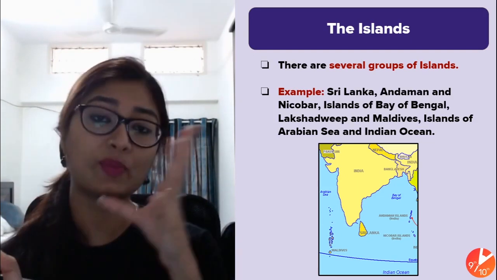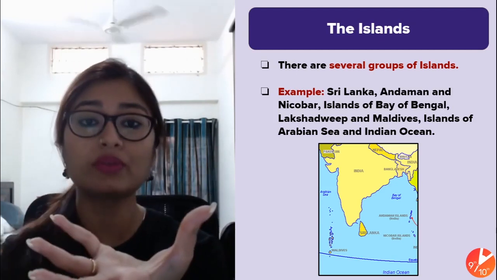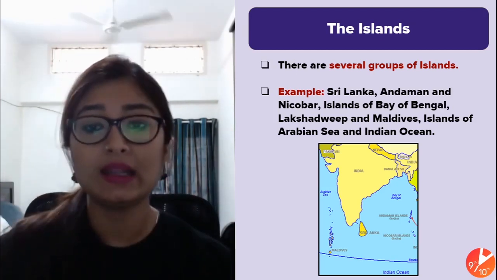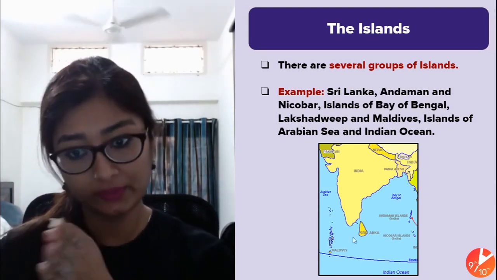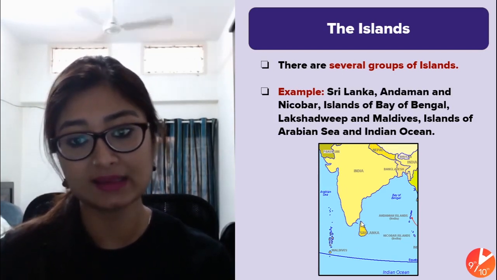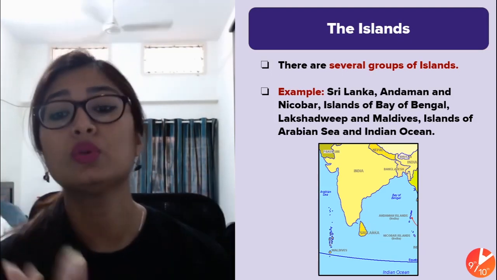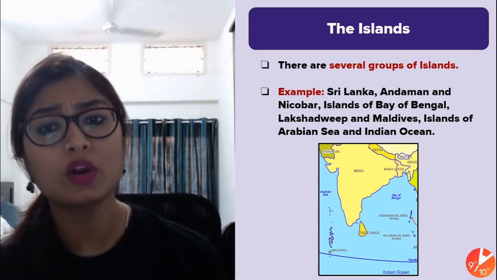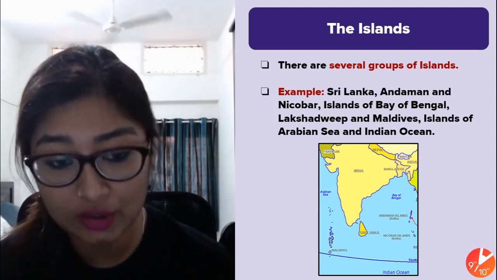Guys, don't get confused. Peninsula and islands are different. A peninsula is a land mass which is surrounded by water on three sides. One side would be land, like India over here. If you see, this is surrounded by water only on three sides. This part is land. However, Sri Lanka is an island because it is surrounded by water on all sides. Similarly, we have a few groups of islands: Sri Lanka, Andaman and Nicobar, islands of the Bay of Bengal, Lakshadweep and Maldives, islands of the Arabian Sea and Indian Ocean.